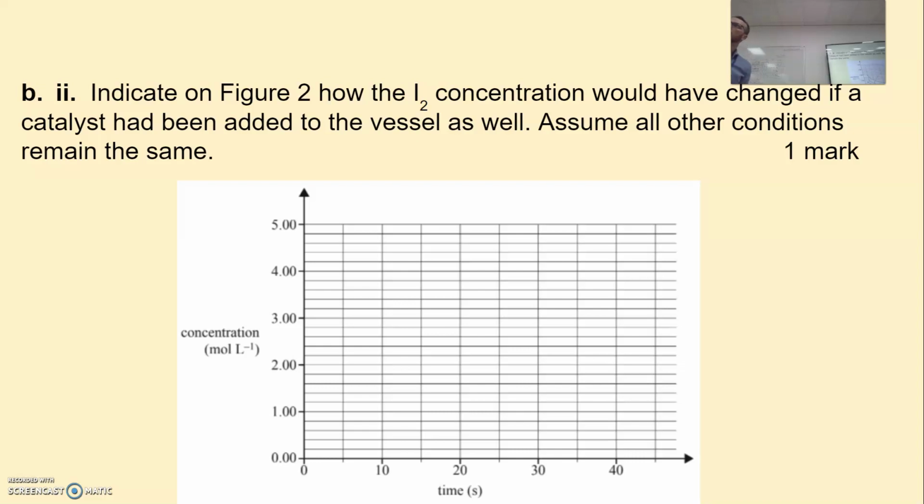It will reach equilibrium faster. So what does that mean? So here's I2, here's the initial. So, someone want to draw it up on the board? Who wants to have a crack? Anyone? Ned, you look like you want to come up and have a crack. No? Ned, come. So I2.